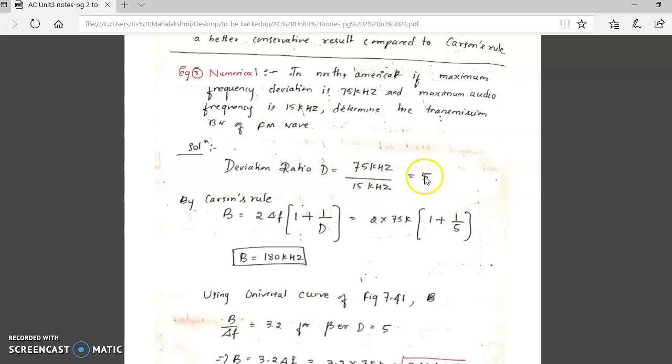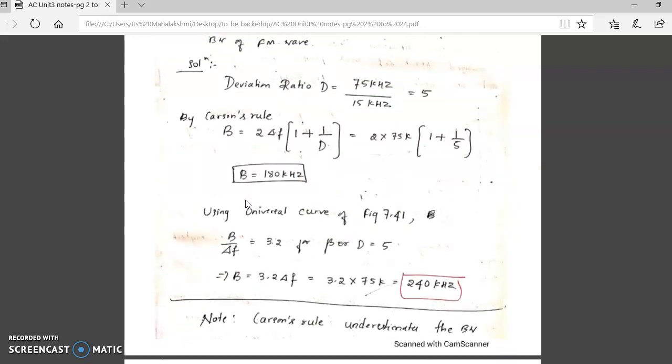Once you obtain the deviation ratio, you can find the bandwidth by using this formula which I have already explained. This is given by 2 delta f into 1 plus 1 by D. So 2 into 75 kilo, which is the deviation given, into 1 plus 1 by 5, that is D obtained from here. If you substitute, you will get the bandwidth. So this is nothing but using Carson's rule.